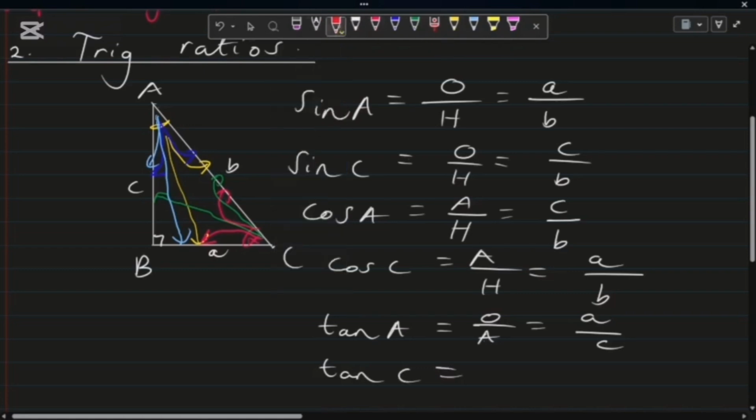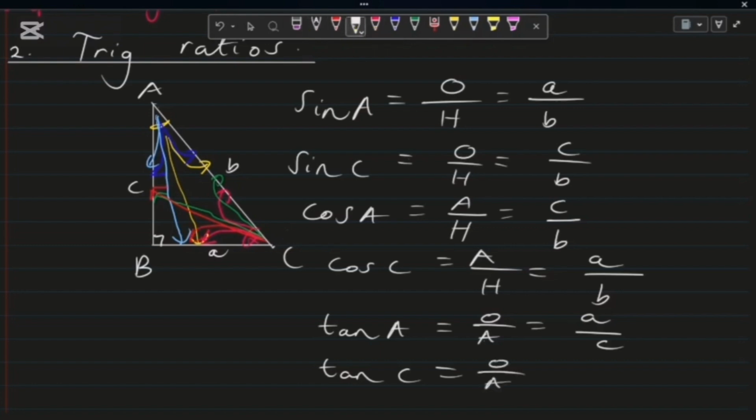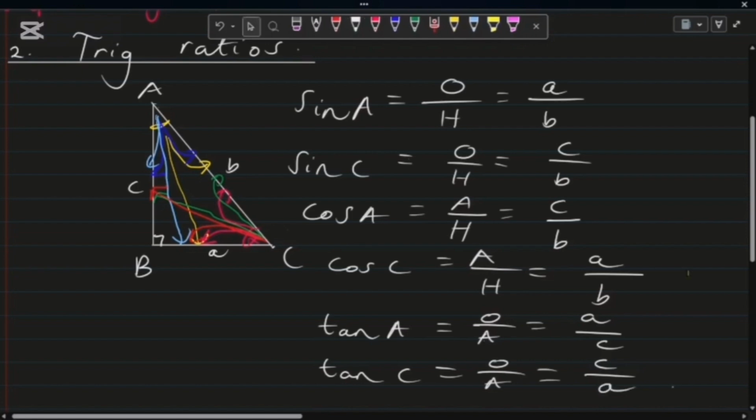Okay, tan of angle C is what? It will be opposite over adjacent. The opposite side in this regard is side C, and the adjacent side is side A. So that is what we mean by trig ratios, and this is how we define them.